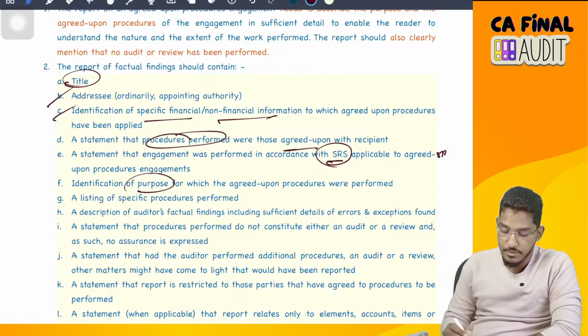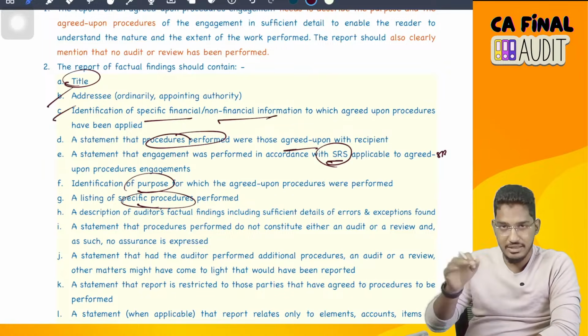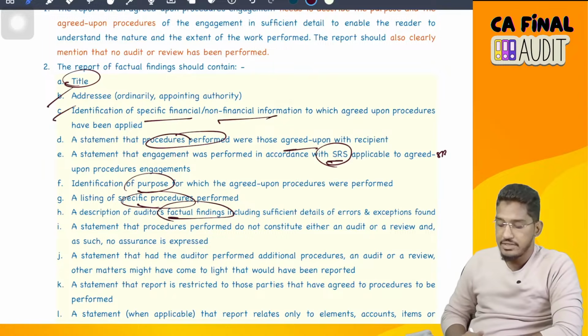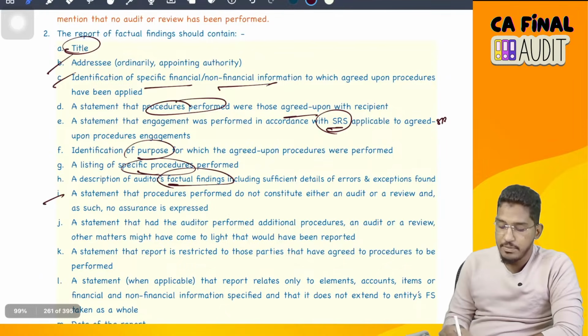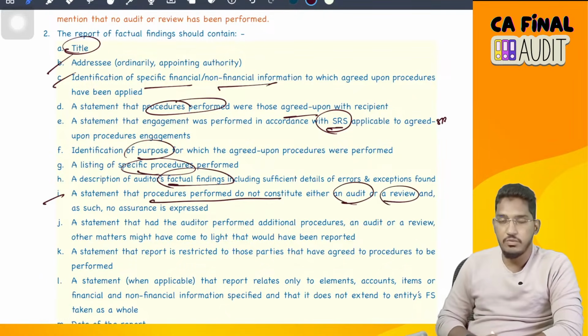And also you have to identify the purpose for which this engagement is happening. You have to mention that in the report. And a listing of specific procedures, what exactly you have performed, mention that in your report. And your factual findings, whatever your findings are, you have to report. And you have to mention one statement that whatever procedures you have performed is neither an audit nor a review. Why? Because you are not giving any kind of assurance.